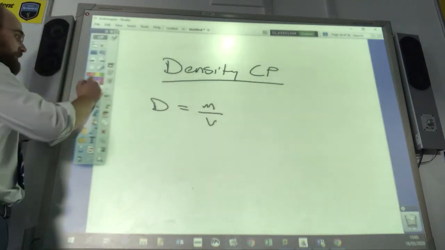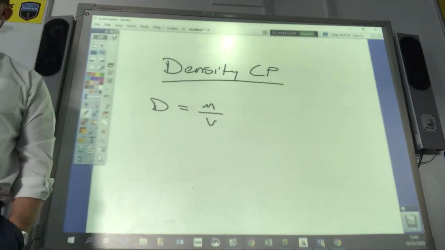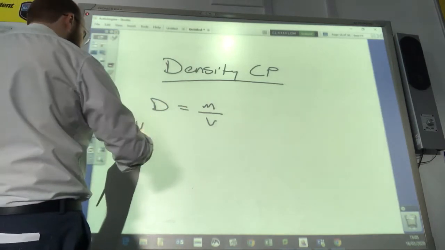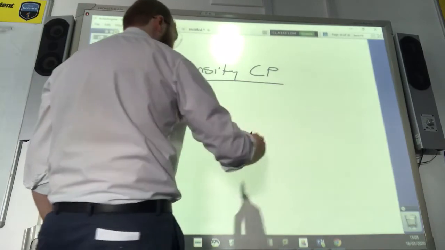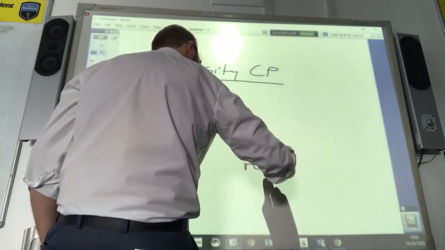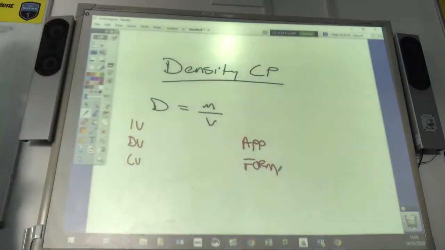The most important thing that we've got to do when we're talking about any core practical is identify the variables and then identify the apparatus, as well as the formula. So if you can talk about those five things in a physics core practical question, then you're going to get all the possible marks.